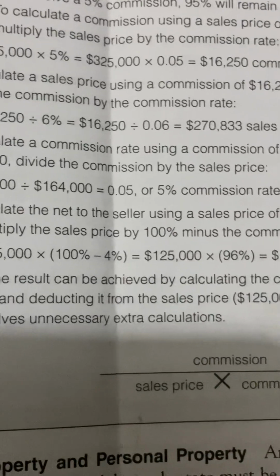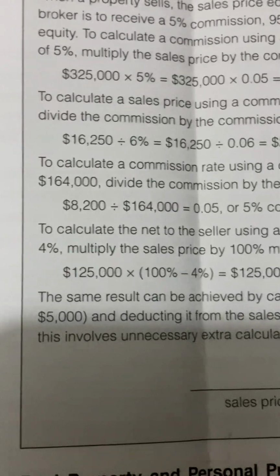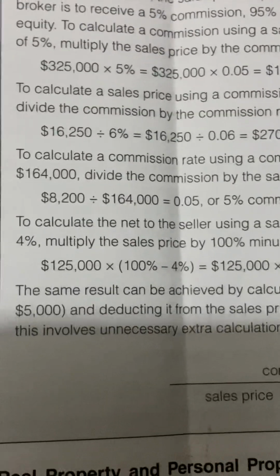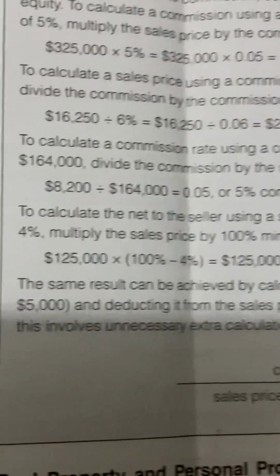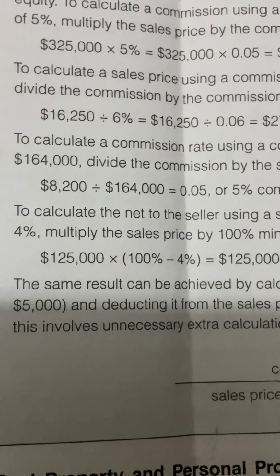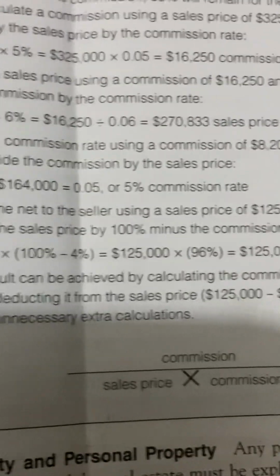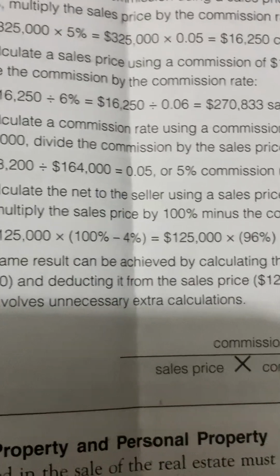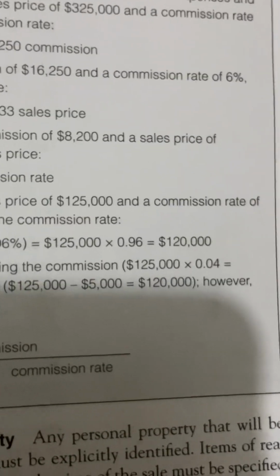To calculate a commission rate using a commission of $8,200 and a sales price of $164,000, divide the commission by the sales price. So you're going to take $8,200. You're going to divide it by $164,000. That equals 0.05 or 5% commission rate.